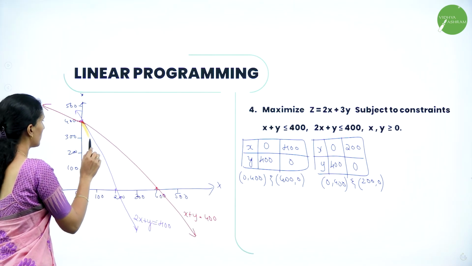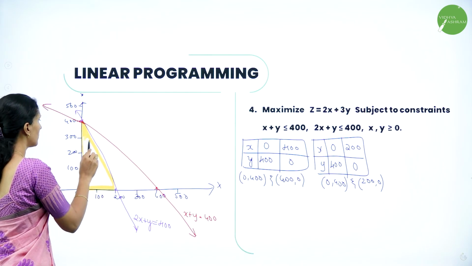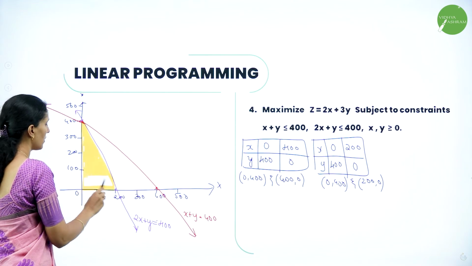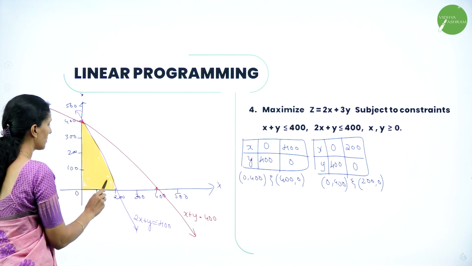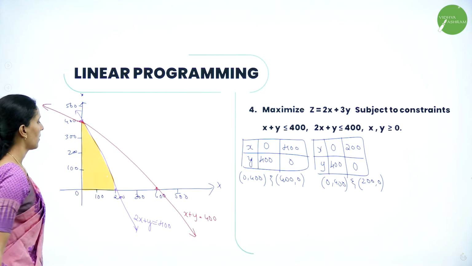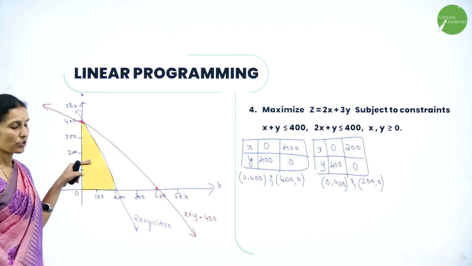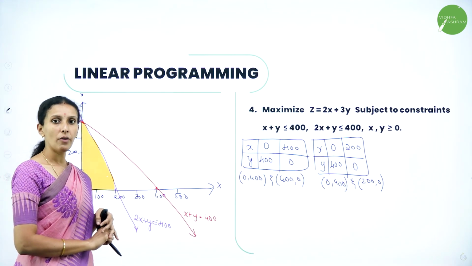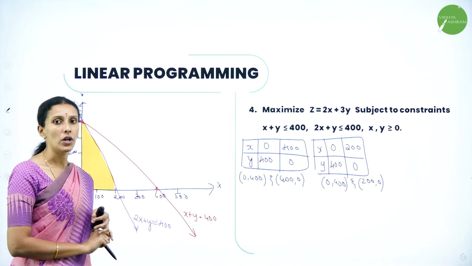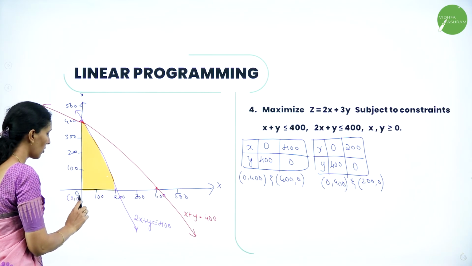So this is the region which is the feasible region for both constraints. You can see both intersect in this region. So this is our feasible region now. When the feasible region is found, first mark the corner points. What are the corner points? One is the origin 0, 0.